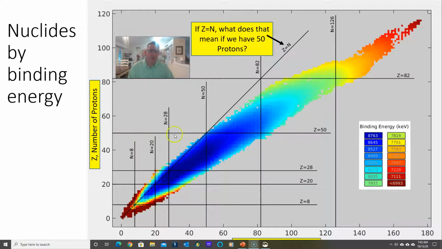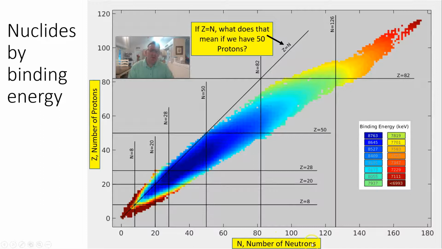Therefore, we know which element we would be on, and we know that it would have the same number of neutrons. Take a look at how this bends. As we increase in the number of protons, what happens to the number of neutrons? Okay, do we increase or do we decrease the number of neutrons, as the ratio of neutrons in comparison to protons? Okay, take a moment, hit pause, think about it.